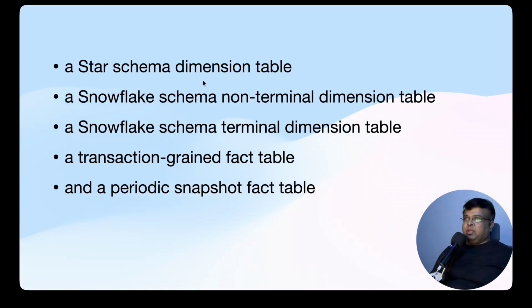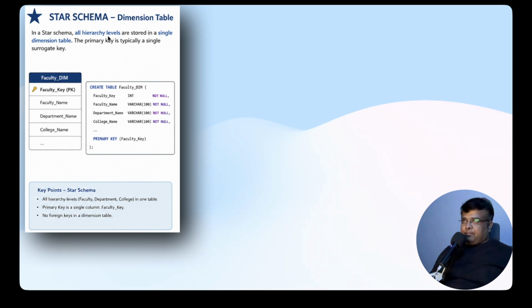schema dimension table. In the SQL, in the first one, we start with a create table and give the table a name, that is faculty_dimension. Inside this parenthesis, we define all the columns and their data types and some constraints like not null. After defining the columns, we specify the primary key as well. So in a star schema dimension table, the primary key is usually just a single column. In this particular example, that is the faculty key. Even if the table contains multiple hierarchy levels, the dimension still typically uses one surrogate key as its primary identifier.